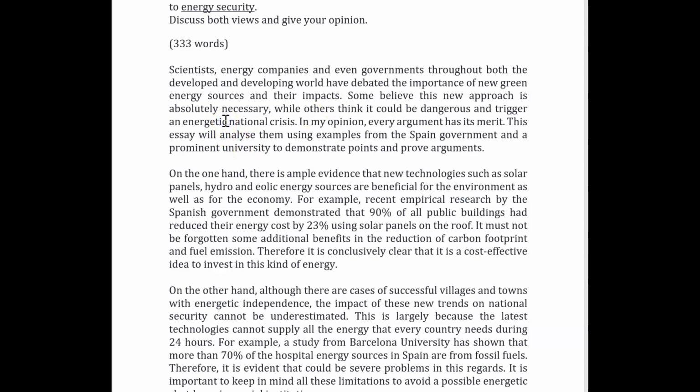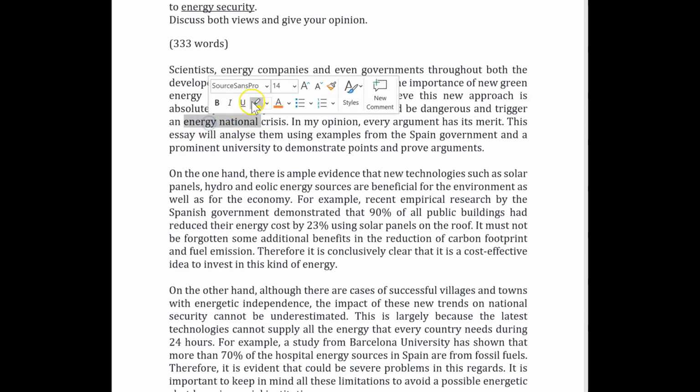"Energetic" is when I go to the gym, yeah, or you go on a run, yeah. So energy crisis. So you go "national energy crisis". They need to be turned around, those two. That's all. In my opinion, every argument, no. Do you know what?